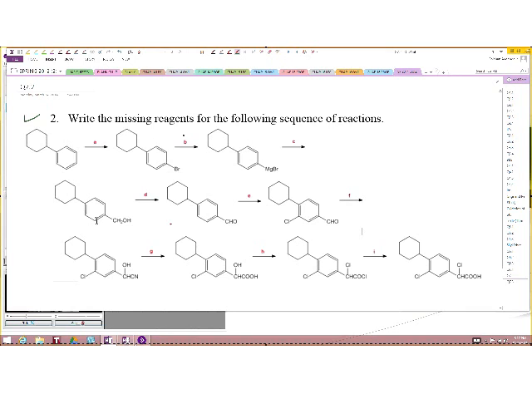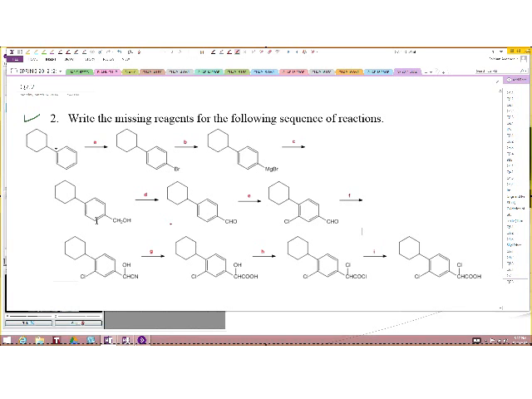Okay, Cinda, can you read this for us? Write the missing reagents for the following sequence of reactions. Okay, thank you. Once again, this is also testing your knowledge of reagents. Keep in mind, you need to know your reagents before you can do anything in organic chemistry. That is why we test your knowledge of reagents before we ask you to do anything else.